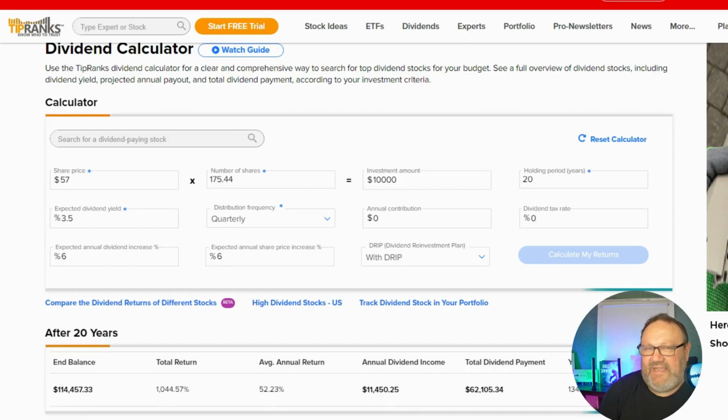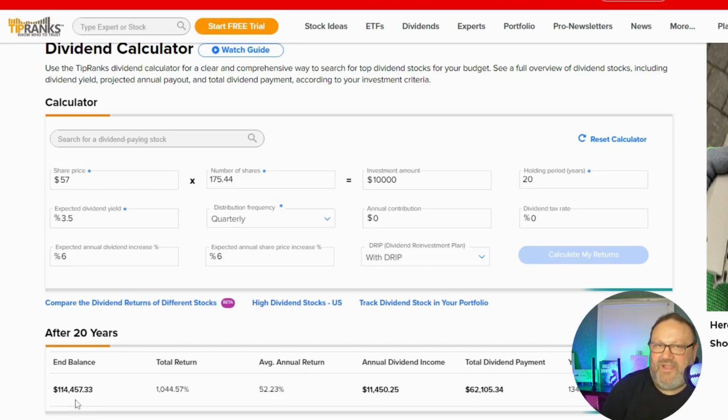So again, that's taking the dividend that Fortis pays us every 3 months, buying back stock, and just simply rolling that over. Every quarter that you receive those funds, you purchase more stock with those funds. And you can see there that our annual dividend income is $11,450. The dividend payment so far is $62,105.34. Of course, that's not money we've taken out. We've reinvested that and bought more stock with that. So that ending balance there of 114,000.